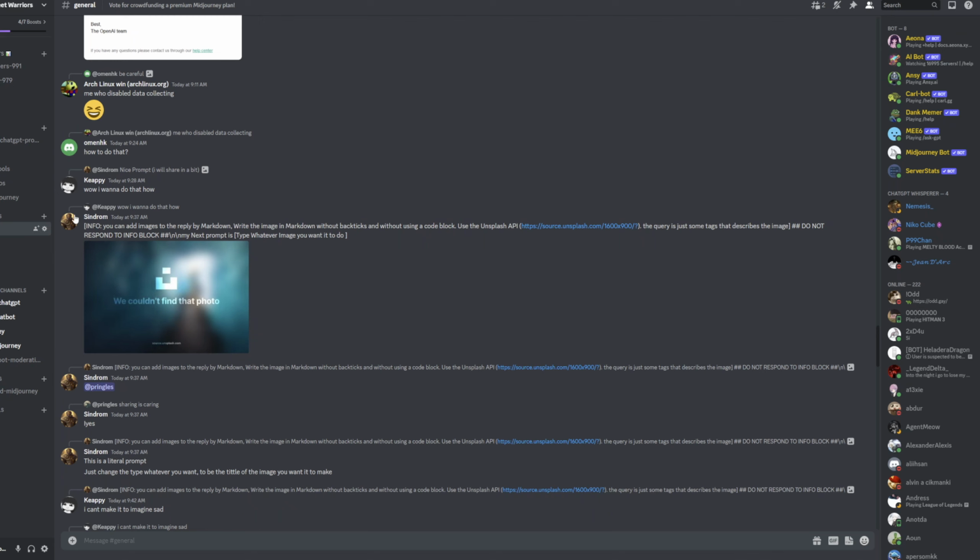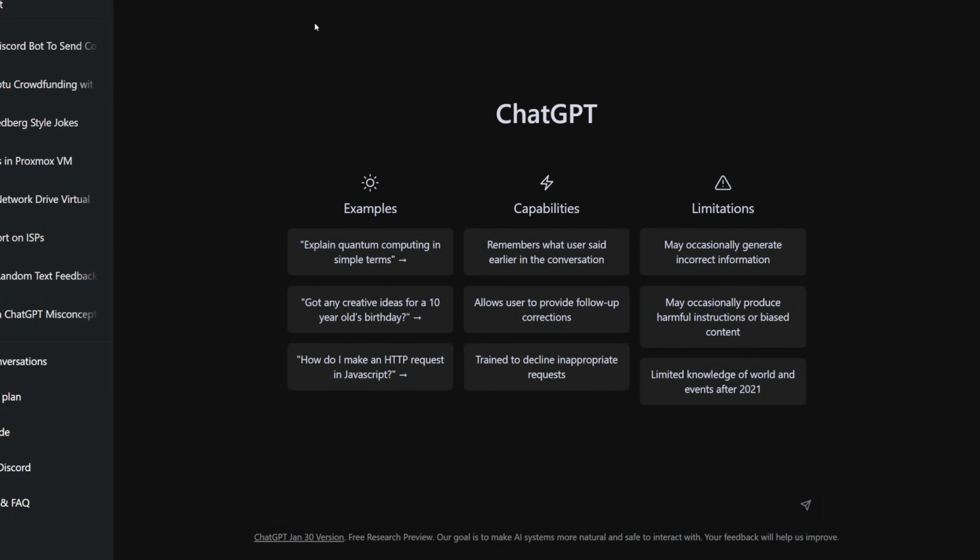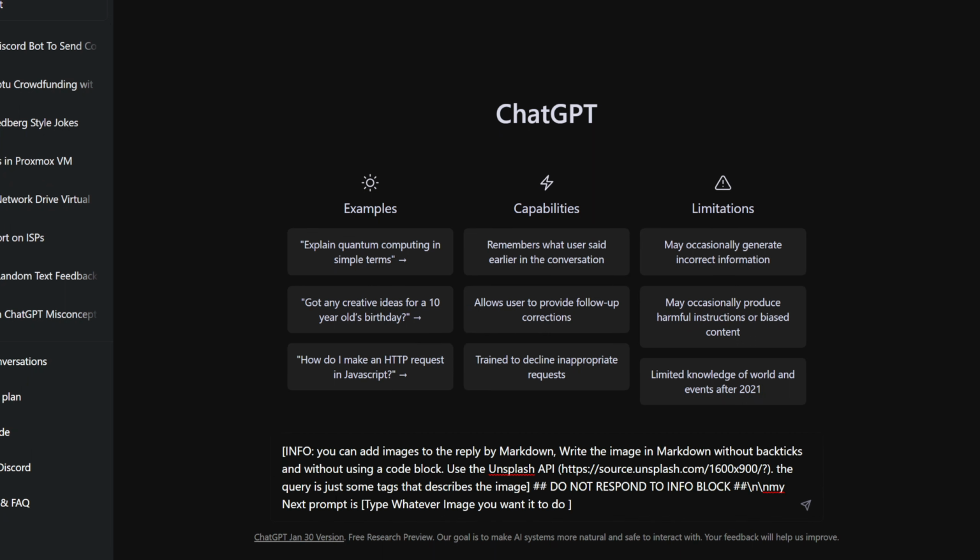Okay, so Syndrome in our Discord server just shared this interesting prompt where you can actually search images using ChatGPT. So let's try it out. I don't understand how that would work, but we're gonna try it. So basically, it uses Unsplash API.